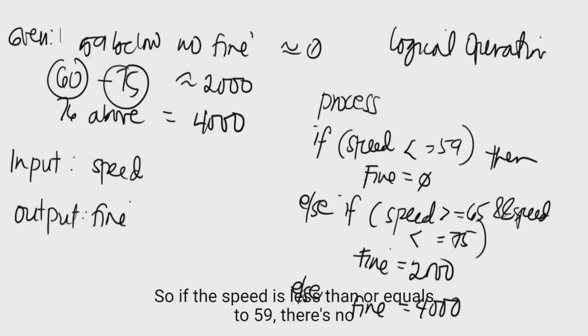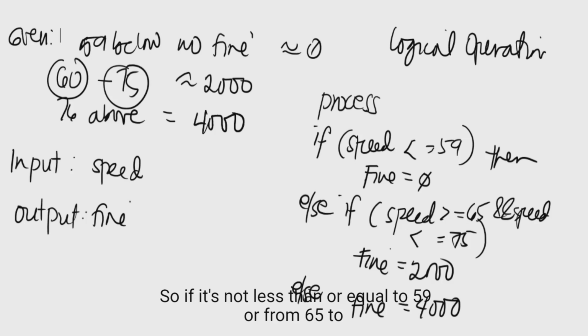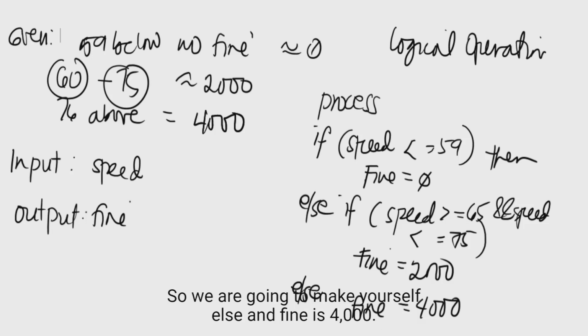So if the speed is less than or equals to 59, there's no fine. But if it's from 60 to 75, that's 2,000. So if it's not less than or equals to 59, or from 60 to 75, that's 76 and above already. So we are going to make use of the else. And fine is 4,000.